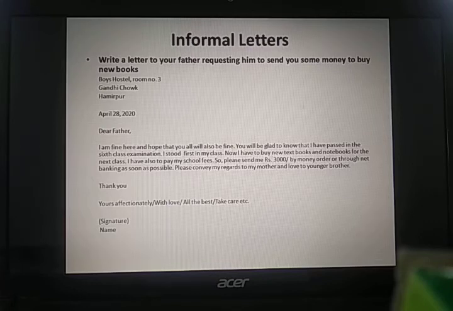Please convey my regards to my mother and love to my younger brother. Thank you. Yours affectionately. You may write with love. You may write all the best. You may write take care, etc. Then you have to write your name, and above your name you will put your signature. Okay. So this was the example of informal letters.